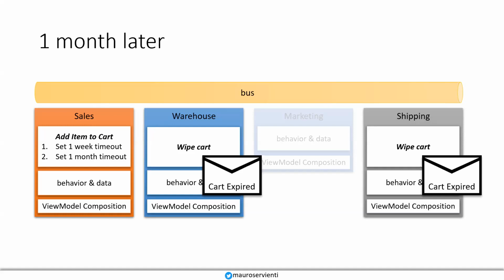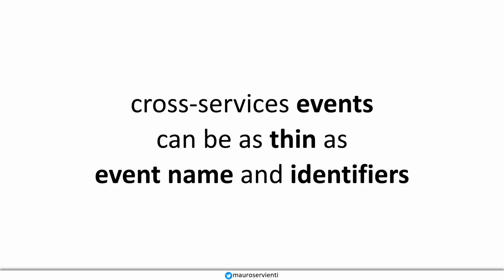There's no way for users to retrieve information in warehouse and shipping anymore because the master data aren't there anymore. So eventual consistency at this point is not a problem at all. The interesting thing of having identified clear boundaries is that events now can be as thin as an event name and a bunch of identifiers. So there's no need to share data at all between services in order to change the state of the system because data are already where they need to be.